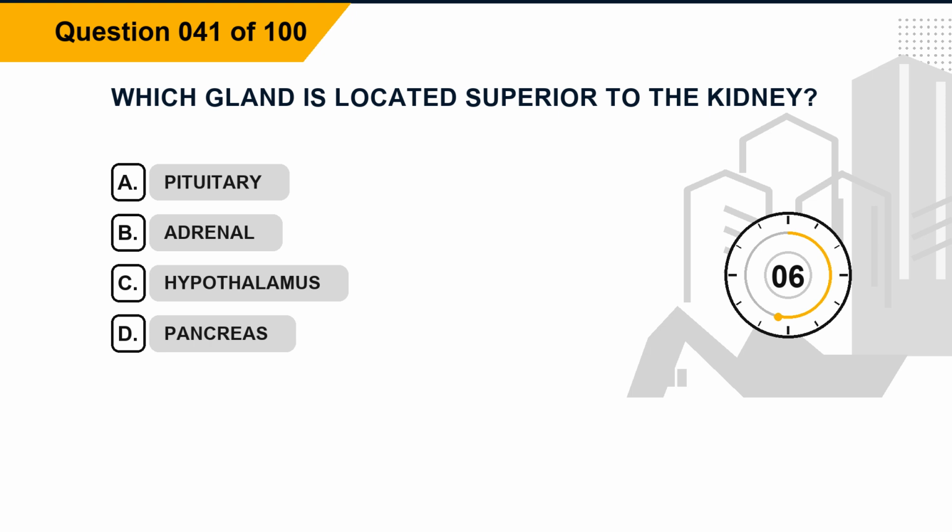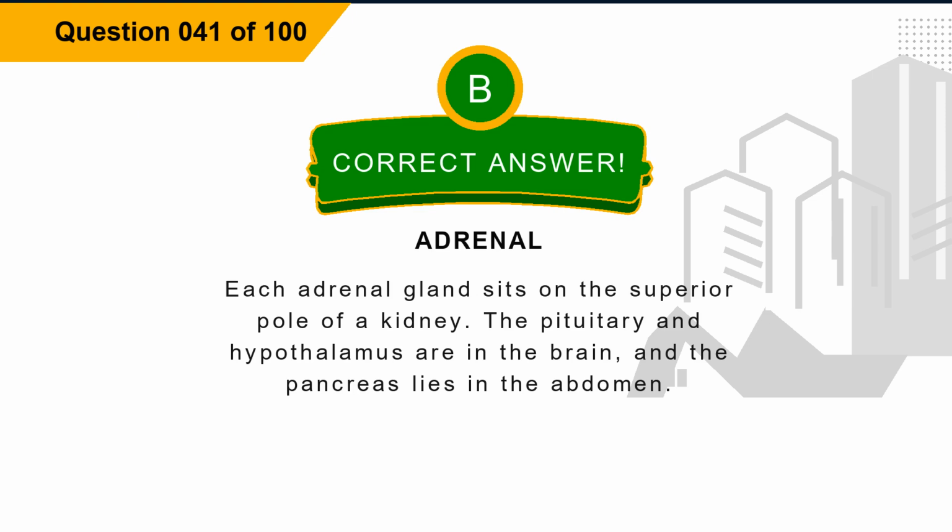Option B, adrenal. Option C, hypothalamus. Option D, pancreas. The correct answer is option B, adrenal. Explanation. Each adrenal gland sits on the superior pole of a kidney. The pituitary and hypothalamus are in the brain, and the pancreas lies in the abdomen.